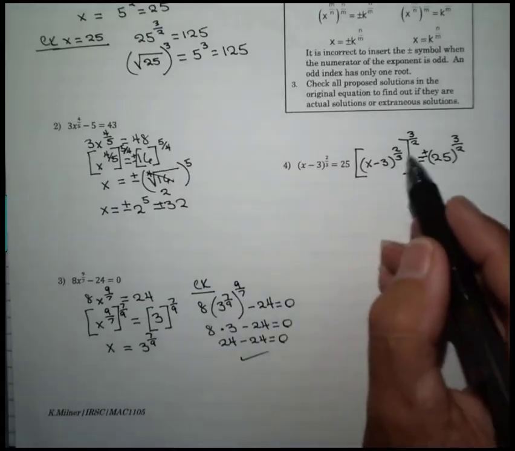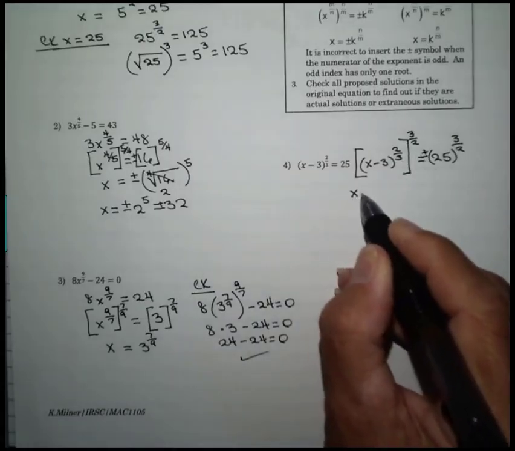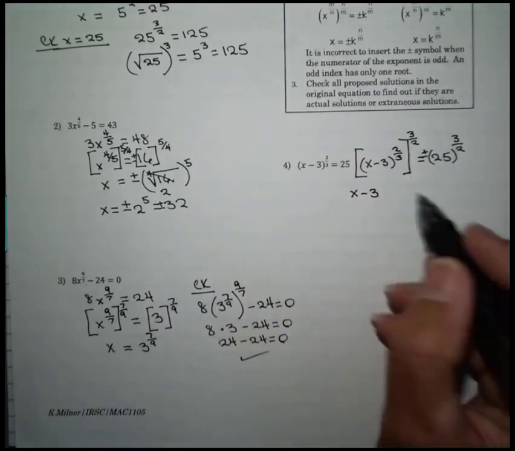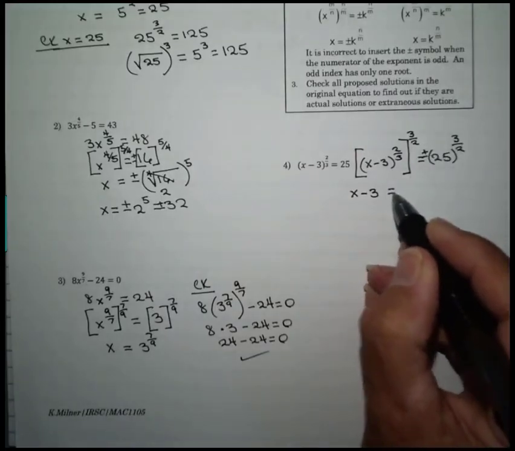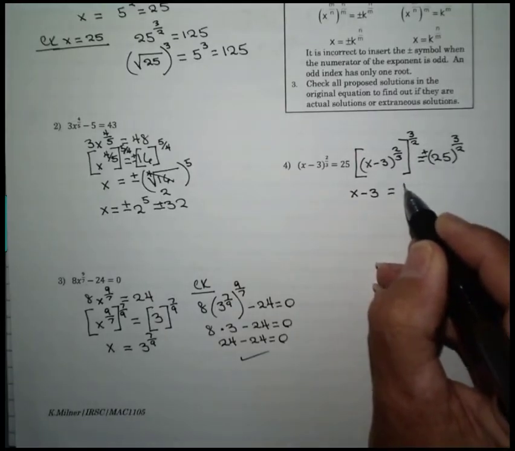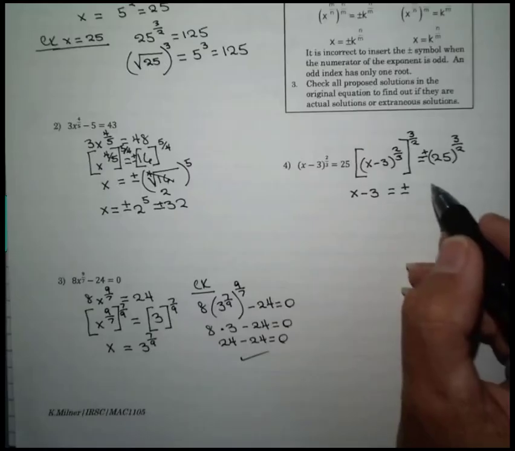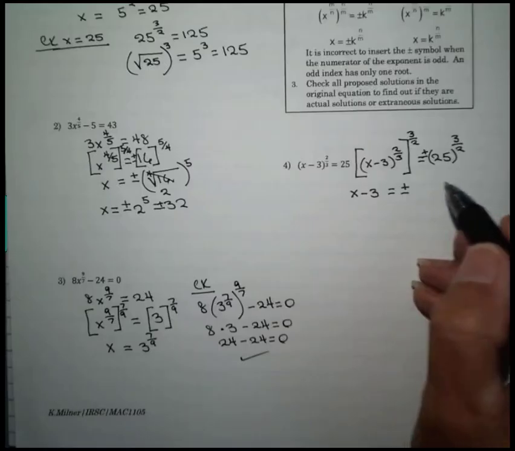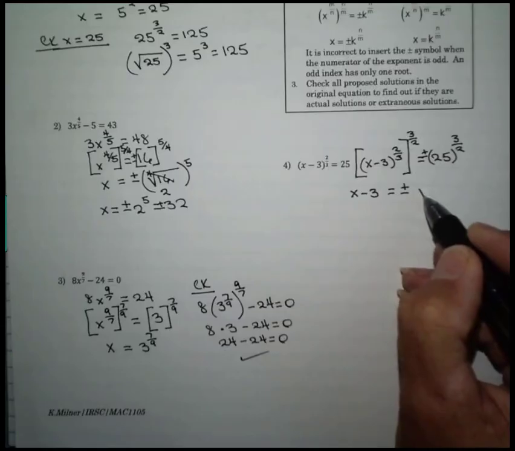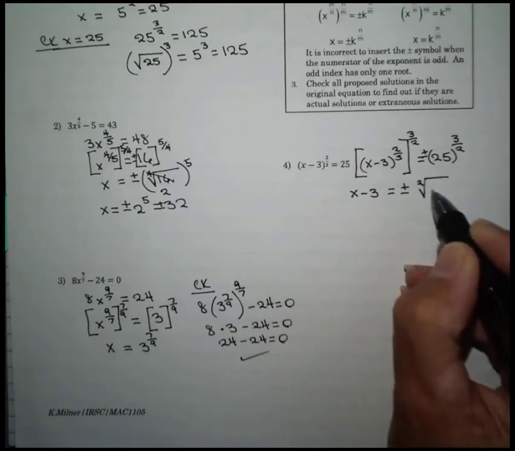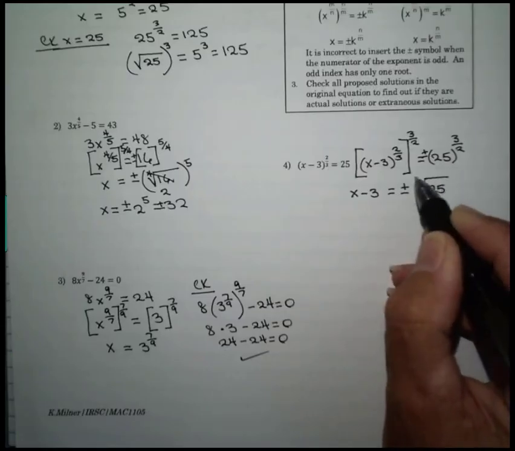All right, so let's see what this does for us. I end up with just x minus 3 to the power of 1, right? So that's going to equal, and I'll go ahead and put my plus or minus here. And what is 25 raised to the power of 3/2? Well, if I think about that, it's the square root of 25, which is 5, right?